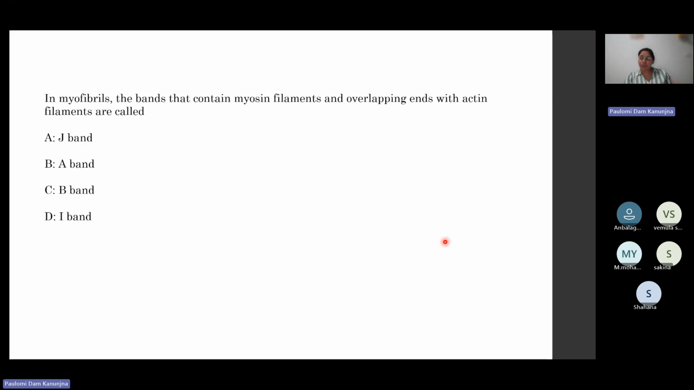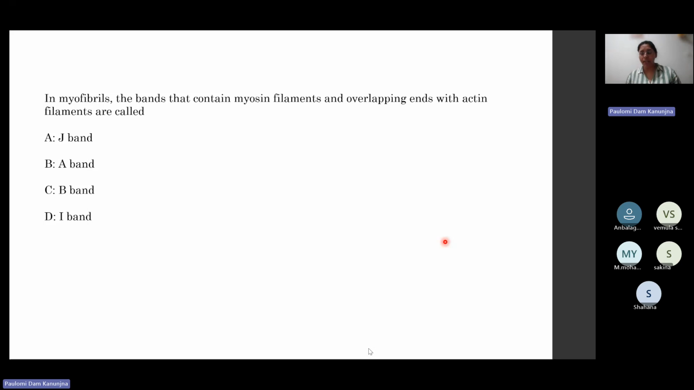Okay, let's move ahead. So now you know what is myofibril, the ultimate unit that we want to check. Now let's begin and try to understand all these different terms that we are reading. So in myofibrils, the band that contains myosin filament and overlapping ends with actin filament is called. My suggestion to you is, if you are confused, just try to remember or draw somewhere the structure of the sarcomere that we have looked into, and then try to answer these questions. This will become very easy for you.